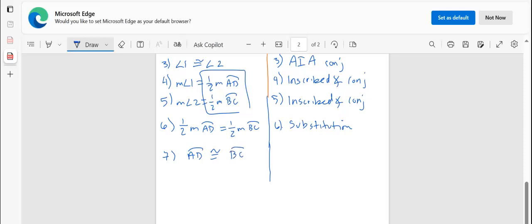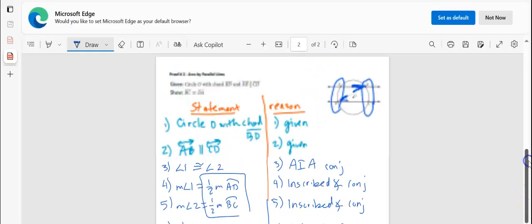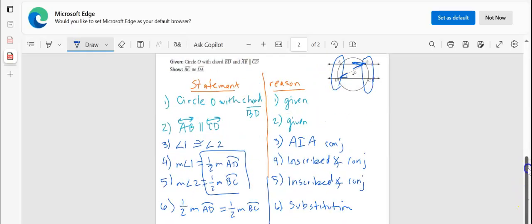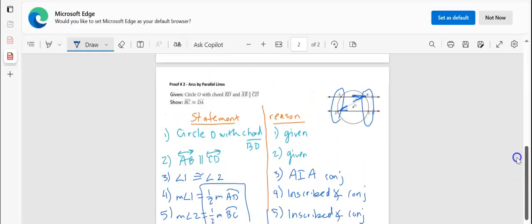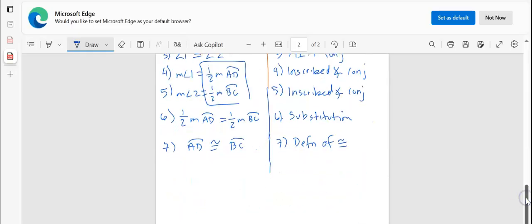Again, when we go from a measure to a congruence, or from a congruence to a measure, that is usually called the definition of congruence. Because if some things are congruent, it means their measures are equal. And I'm just double checking that this is what we wanted to show. Yeah, I didn't phrase it as DA, I did AD, but that is the end of our proof.